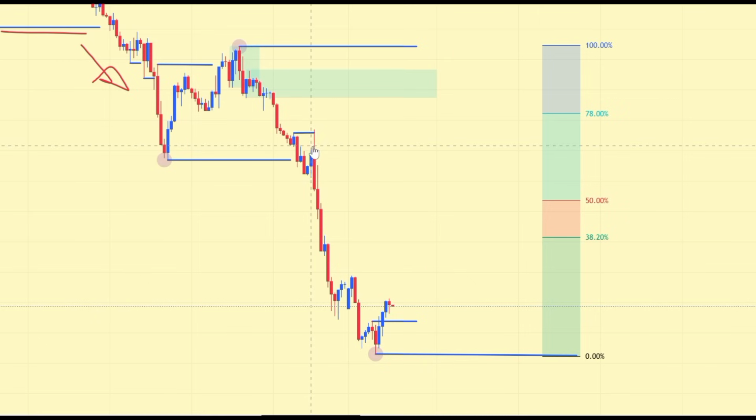So a mitigation by an invalid pullback is not a valid mitigation. All right, so where is the engineering liquidity? Now the engineering liquidity will be this one here. So that's the engineering liquidity. And let me just leave this so that you know that this one here is not a valid break of structure.